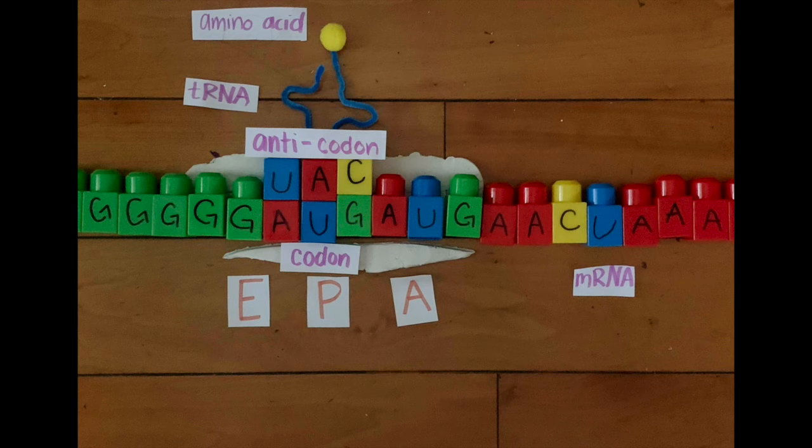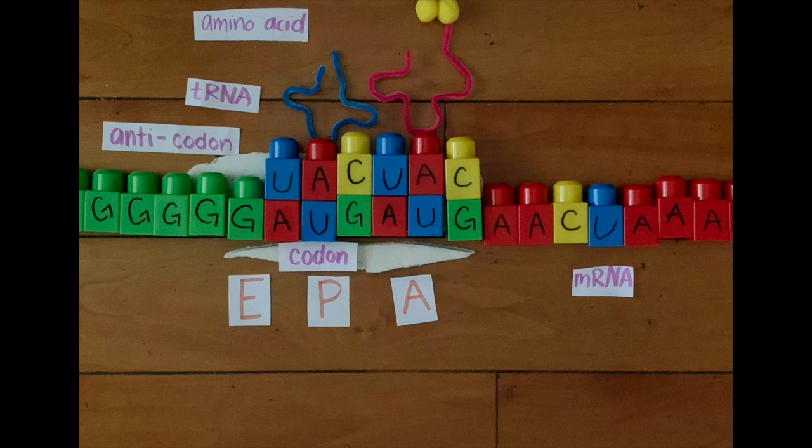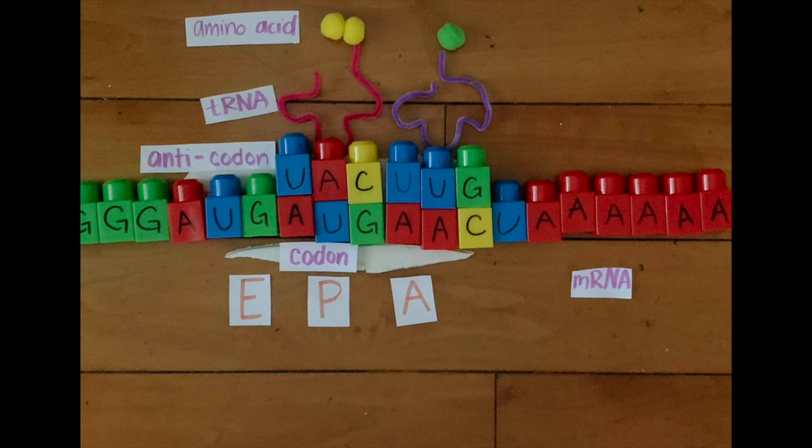To begin translation, the start codon, which is always AUG, codes for amino acid methionine and is recognized by the ribosome. The tRNA that is attached to methionine enters the P site and binds to the codon AUG. The next aminoacyl tRNA enters the A site, and the amino acid forms a peptide bond with methionine. Each time an amino acid is added, the ribosome moves over one codon. When the tRNA is shifted to the E site, it exits the ribosome.